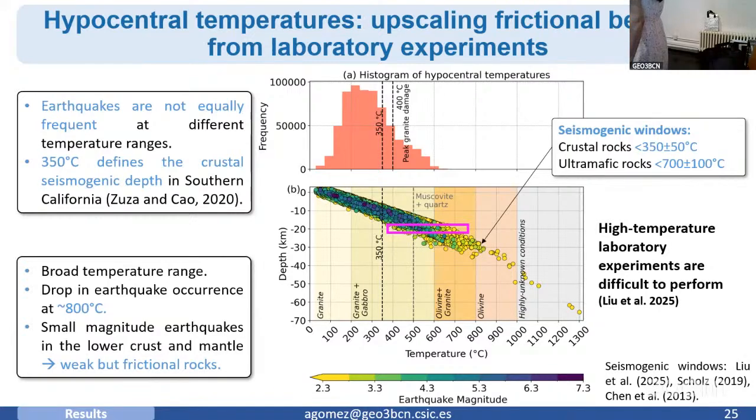a drop in earthquake occurrence. The events that are occurring here are also really small magnitude events, meaning that in the lower crust and mantle, we might have weak but still frictional rock able to deform with earthquakes.